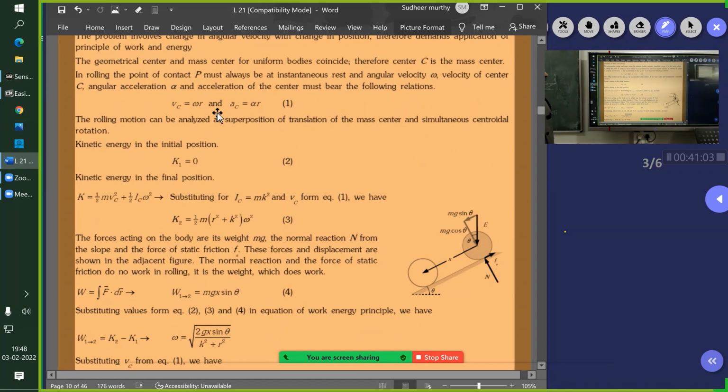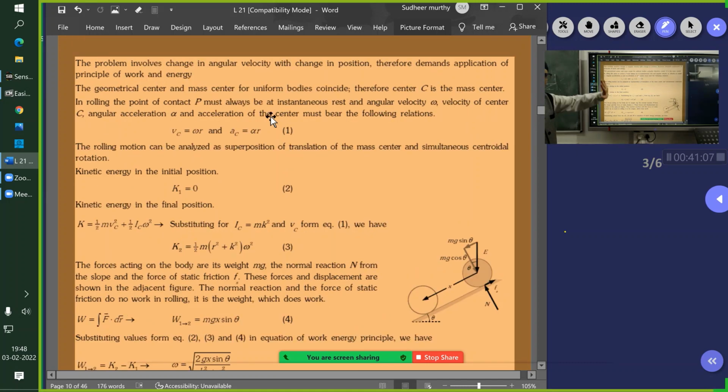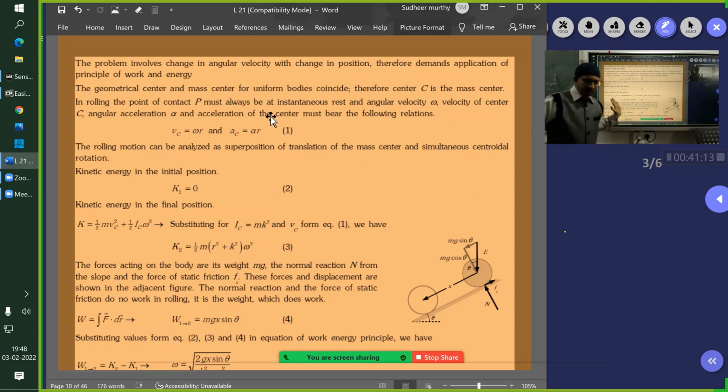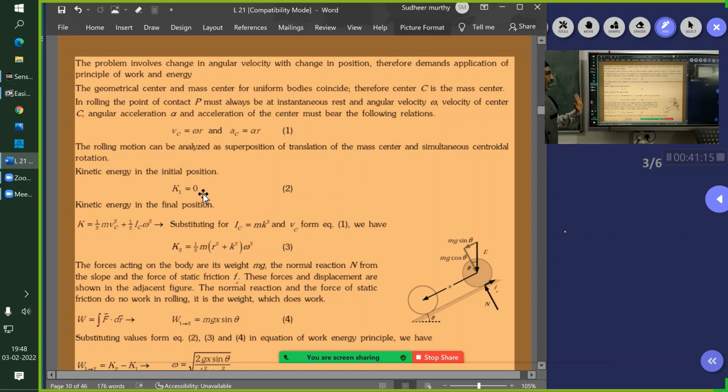Same thing. So Vc is equal to omega r. Because for all the problems, I'm telling you students, as soon as you read the problem, whatever abstractions you can get visually, simply write them. Initially K1 is equal to 0. And finally K2 will be equal to half m Vc square plus half I omega square, and Ic is equal to m k square. All this data is given. This you will write by inspection. Just keep on writing this.